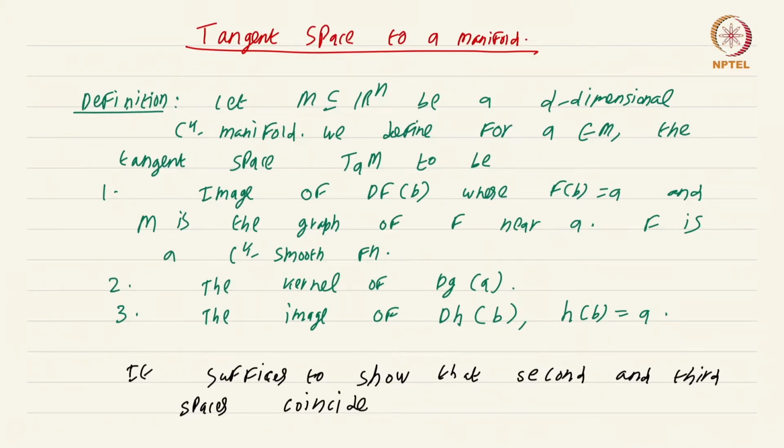If I show that all of this is taken care of and everything else is automatic is my claim, this is something that you should ponder about why this is true. I'm just going to show that the second space and the third space coincide and everything is taken care of.